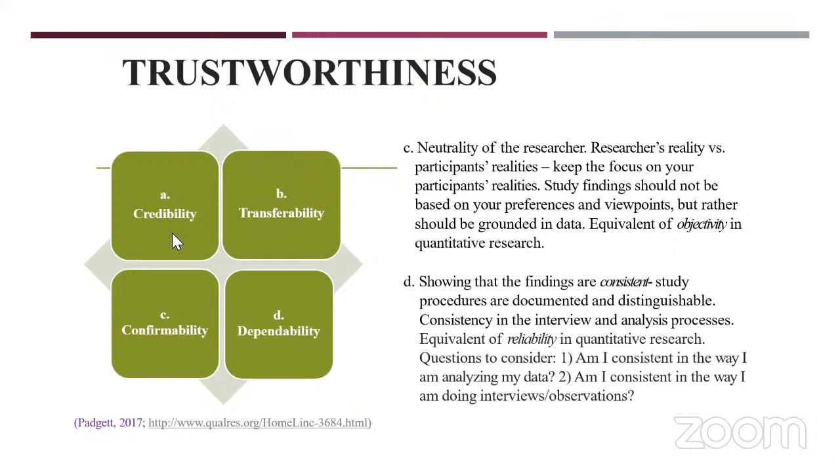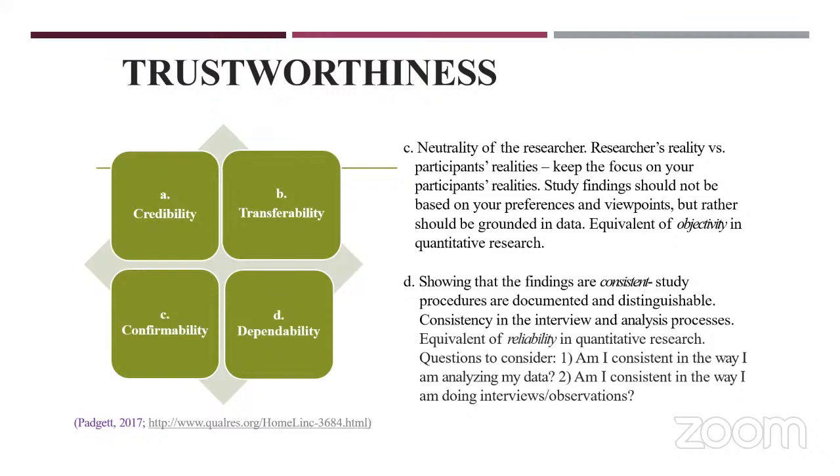Okay, so study findings should not be based on your preferences and viewpoints, but rather should be grounded in data, equivalent to objectivity in quantitative research. Since we may have some sort of blend of mind from doing quantitative research, we have tried to connect it with quantitative data. And in the fourth part here, in the D, that is dependability, showing that the findings are consistent, study procedures are documented and distinguishable, consistency in interview and analysis process, equivalent to reliability in quantitative research.